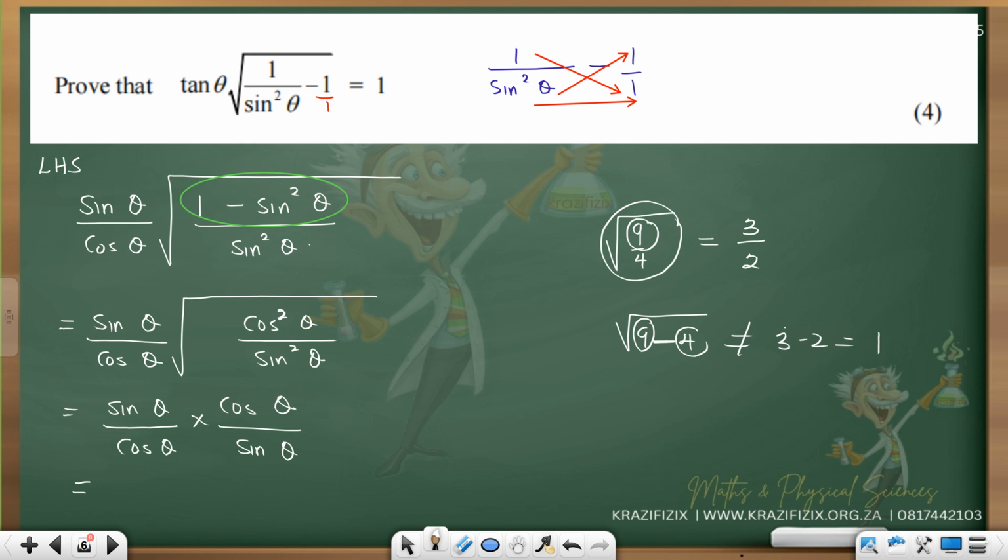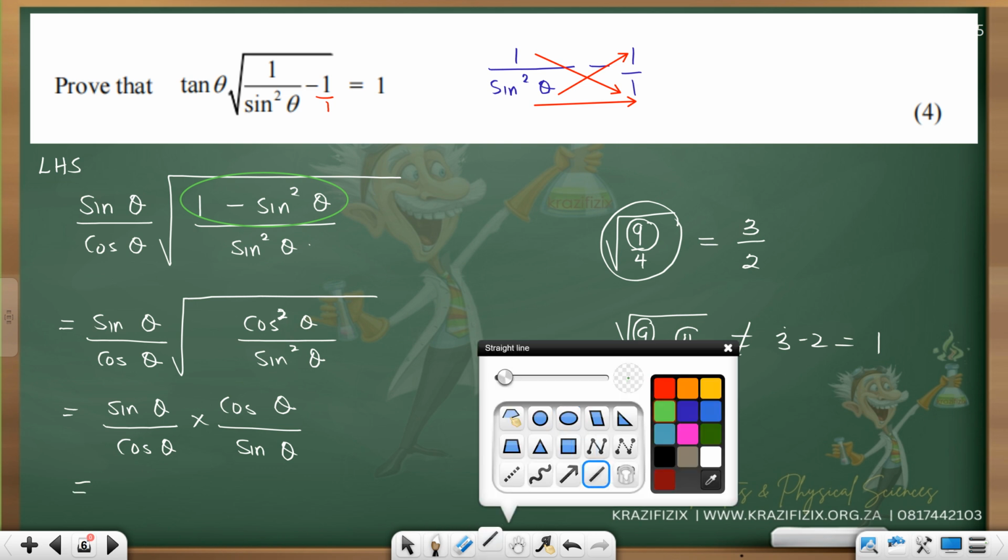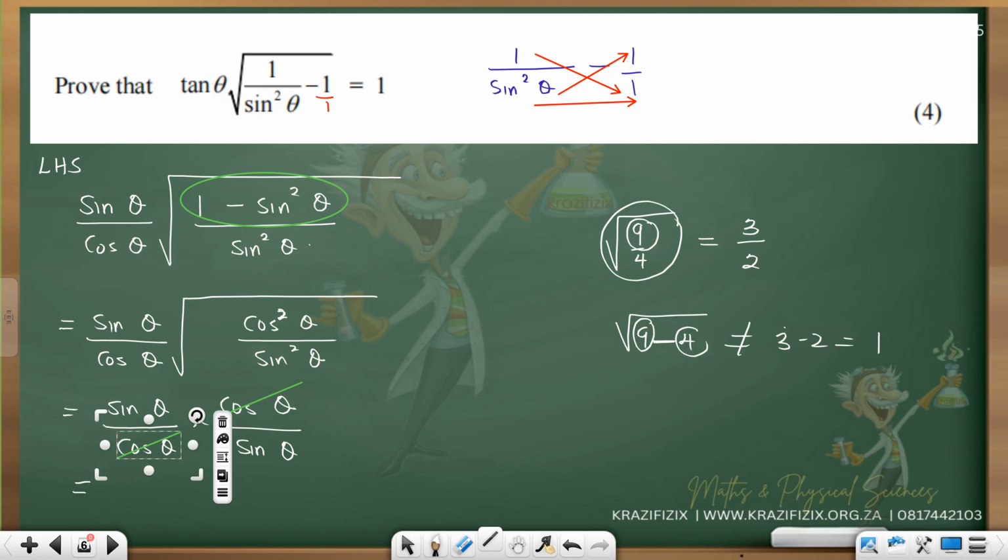Oh, beautiful. What do you notice? Do you see things cancelling out? Cos theta and sine theta cancel. Check that. Simple. And your answer is 1. We're done.